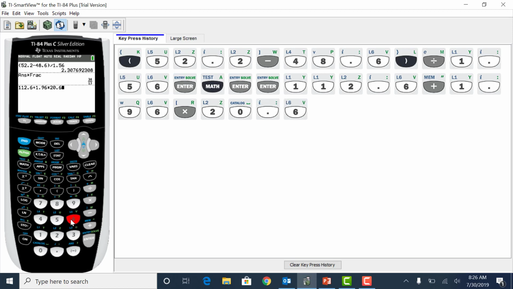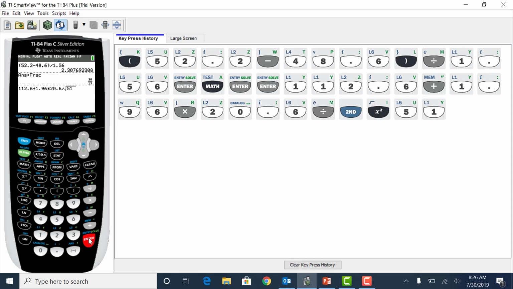and then we're going to type in the fraction, 20.6, and then we're going to hit the divide key, and then the square root of 51. So I'm going to do second, and then square root, and then type in 51. And that should be everything. So the calculator knows that it should multiply 1.96 times 20.6 first. Then it knows it should divide that by the square root of 51. And then, very last, it knows that it should add the 112.6. So that is order of operations.